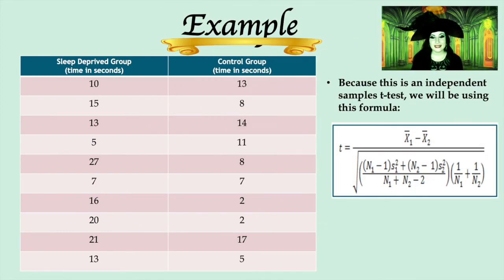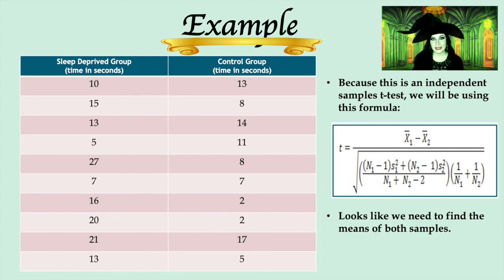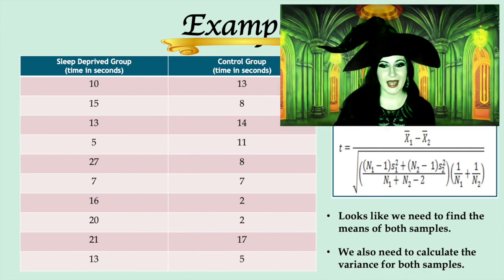Because this is an independent samples t-test, we will be using the formula for independent samples t-test, the one illustrated here. Given the symbols in the formula, it looks like we need to find the means, or the average, of both of the samples, and we also need to calculate the variance for both samples. So let's get started doing that.